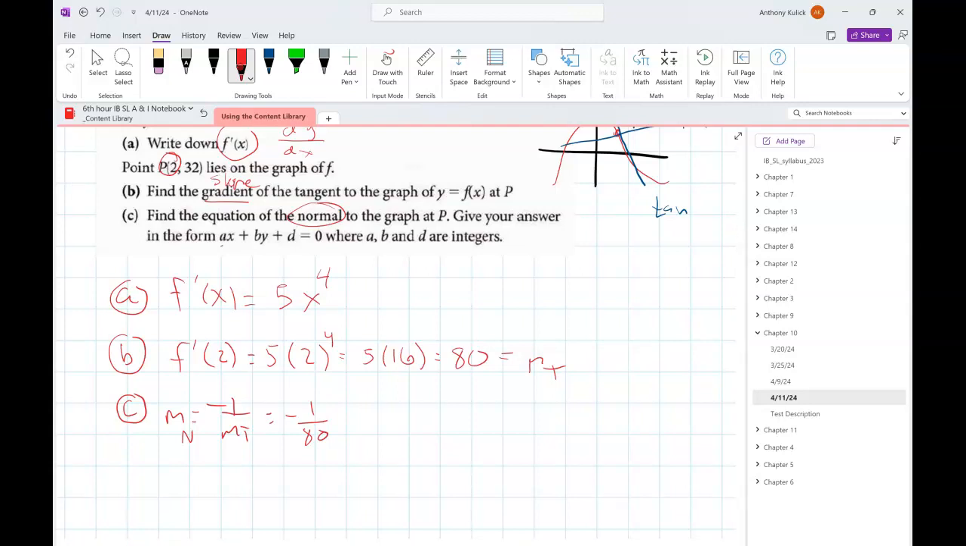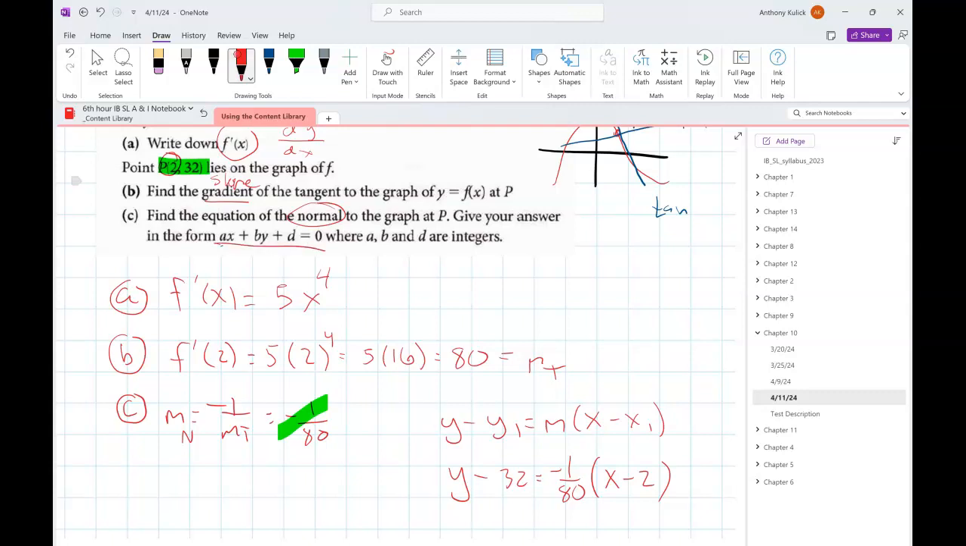So since we're given a slope and a point, let's do point slope. That's the point slope equation for a line. So what's going to go in place of y1? 32. What's going in for m? -1 over 80. And what's going in for x1? 2. So far, so good.